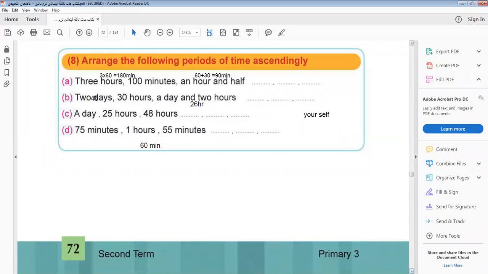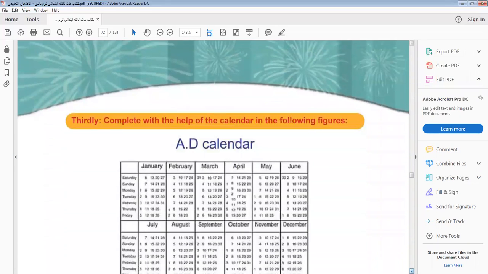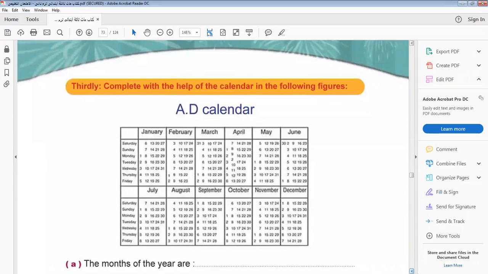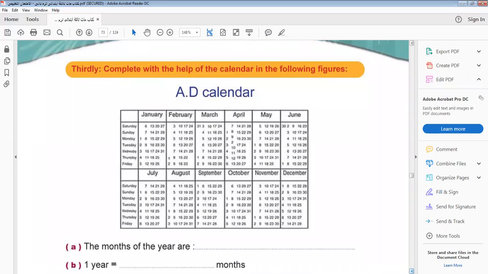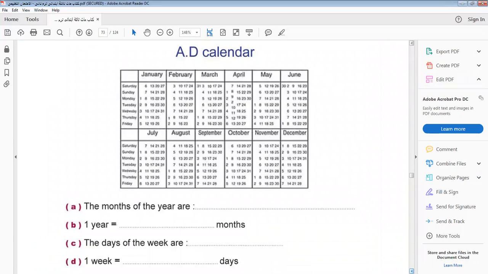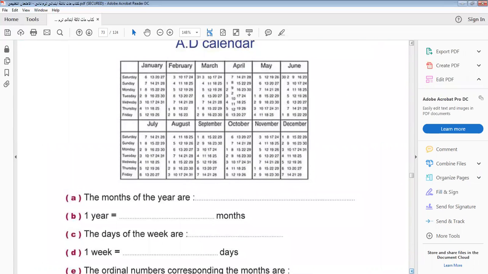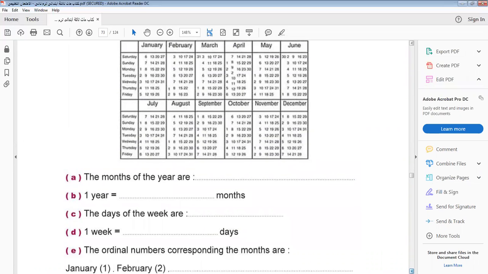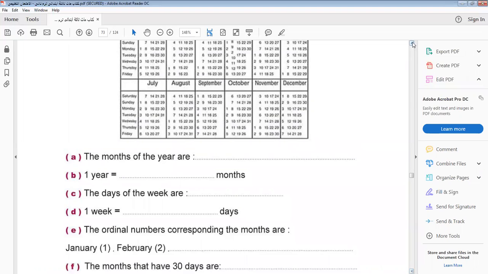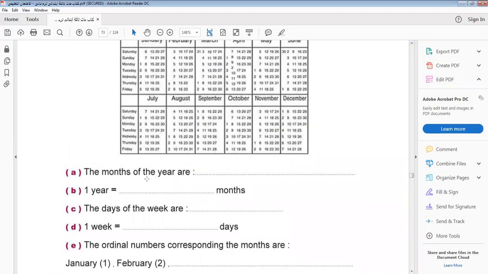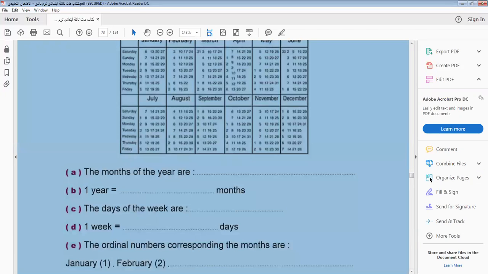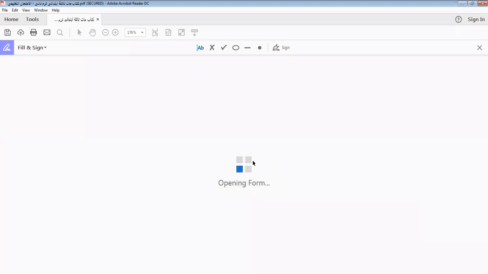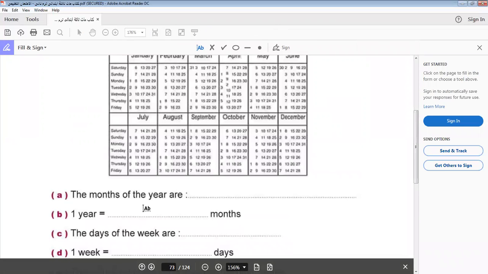Page 73. That is the calendar. You have January, February, March, April, May, June, July, August, September, October, November, and December. That is the calendar you have. So I have to write here the months of the year. One year has how many months? If you count them, you know that it is 12.